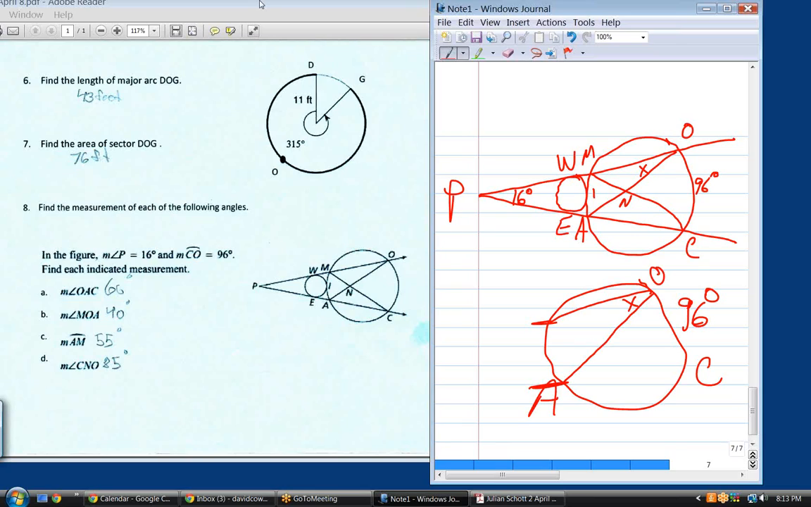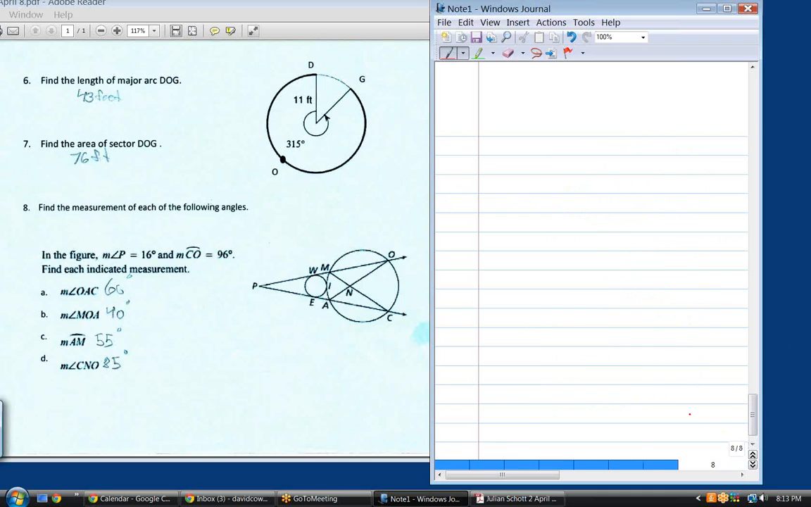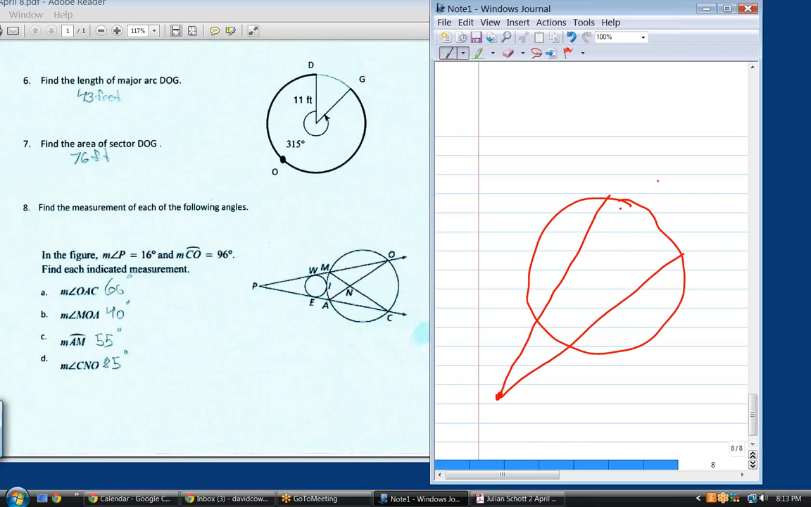Here's the formula, when I have the following situation. I've got a chord, and I know that that's 96 degrees. Question is, and I also know this angle is 16.